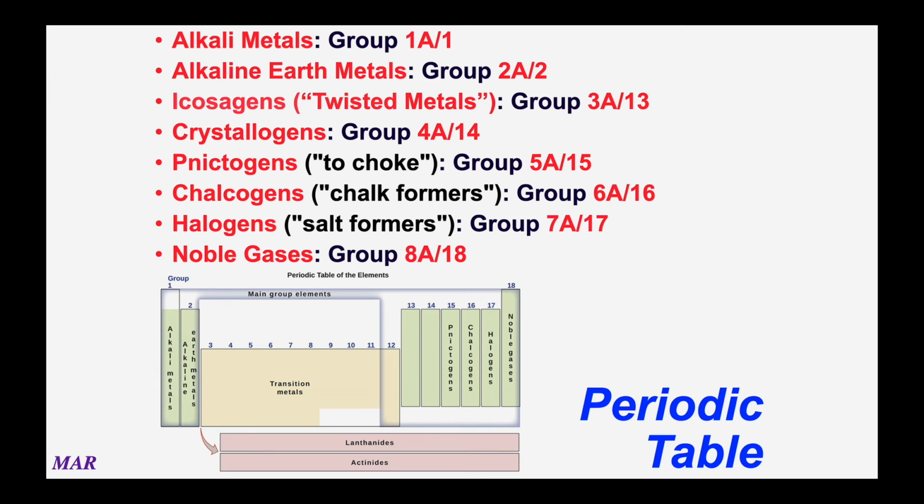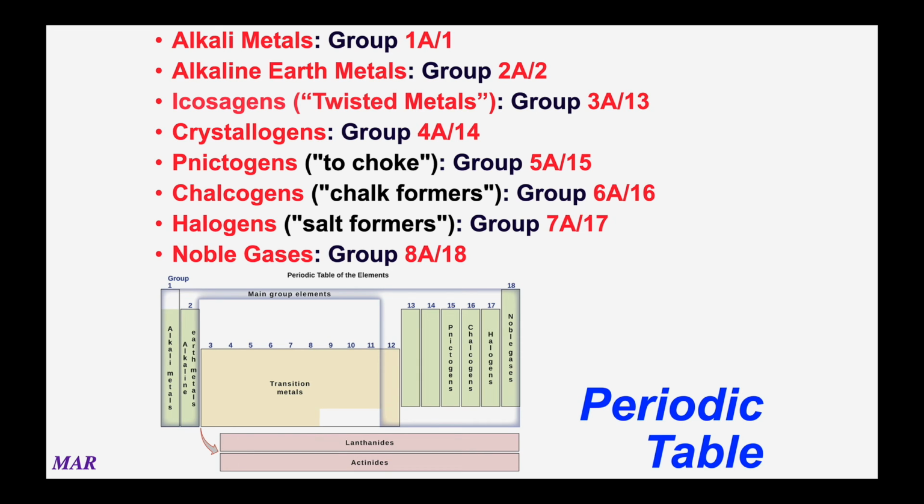Now, there's several groups that have kind of cool names, but we won't use them that often. Group 3A, the fancy name is icosagens, but I'm going to call them once in a while twisted metals. And I'll explain in later lectures why I call them that. That's an unofficial name, but there is some reason why group 3A is kind of twisted. Group 4A is a real mixture of nonmetals and metals, like carbon on the top and lead on the bottom. So you've got some really wild properties. Crystallogens is their fancy name, but again, nobody uses that except nerdy instructors like me.